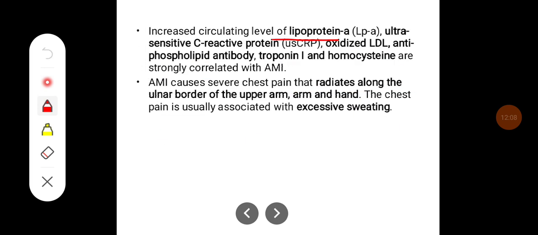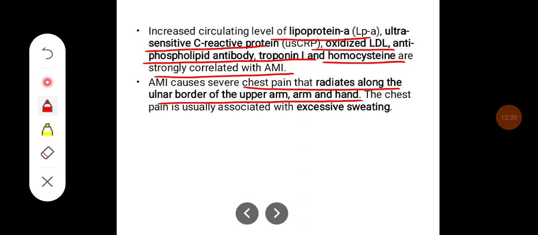Increased circulating levels of lipoprotein A, ultra-sensitive C-reactive protein, oxidized LDL, antiphospholipid antibody, TROP-I, and homocysteine are strongly correlated with acute myocardial infarction. Acute myocardial infarction causes severe chest pain that radiates along the ulnar border of the upper arm and hand. The chest pain is usually associated with excessive sweating.